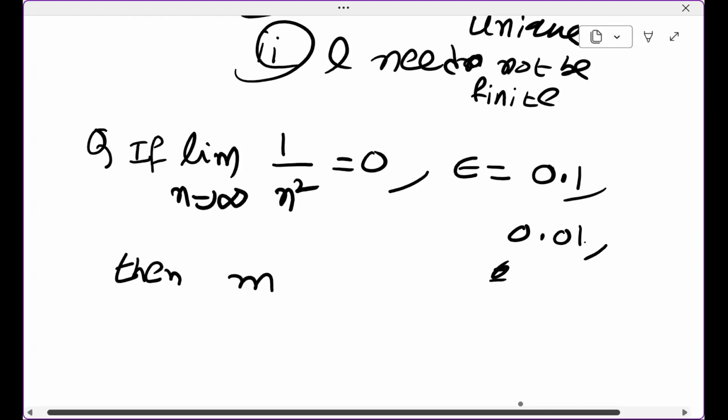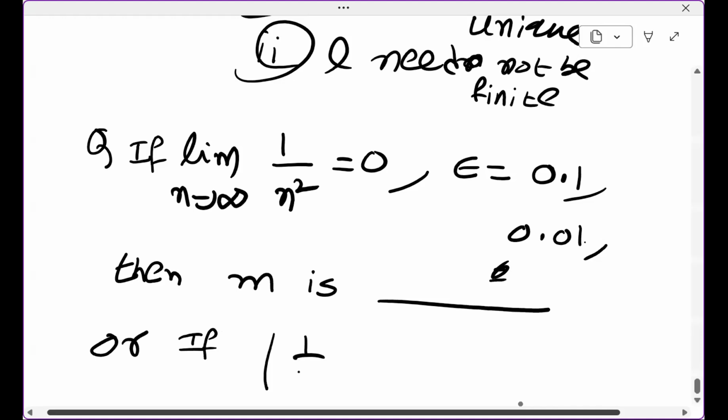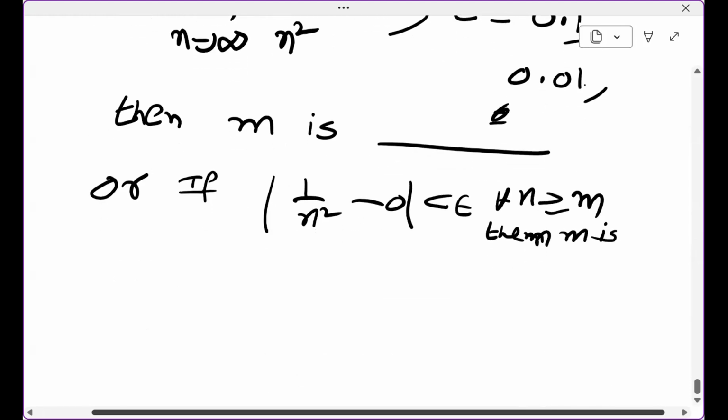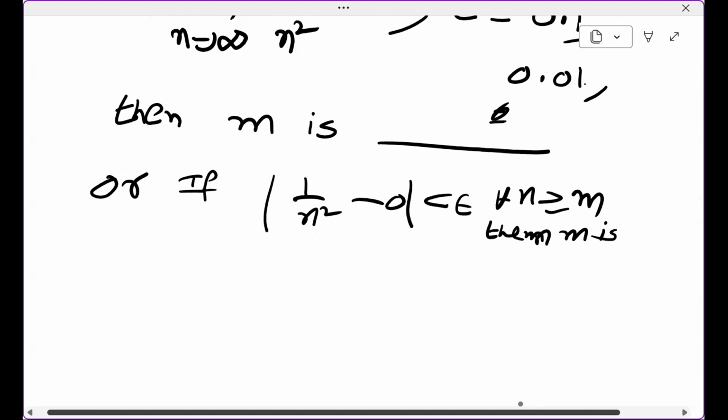M is, you may be given the question: if modulus of 1 by n square minus 0 is less than epsilon for all n greater than or equal to m, then m is, or values of m. Like this, options will be given. So how to work out this question? So let us see.